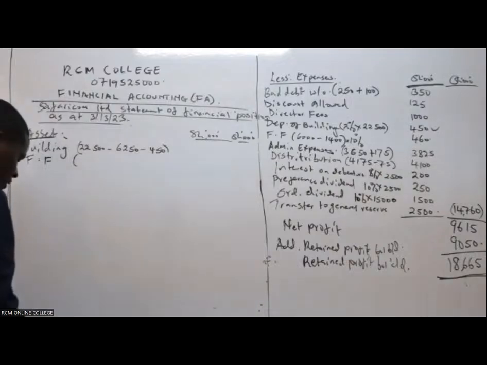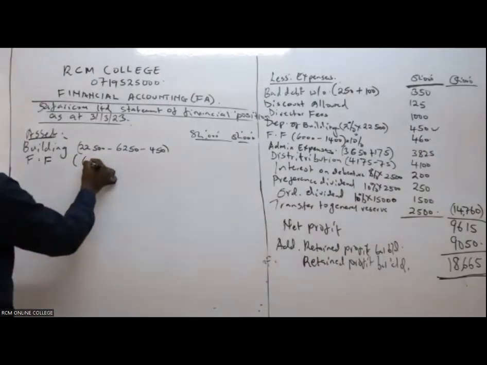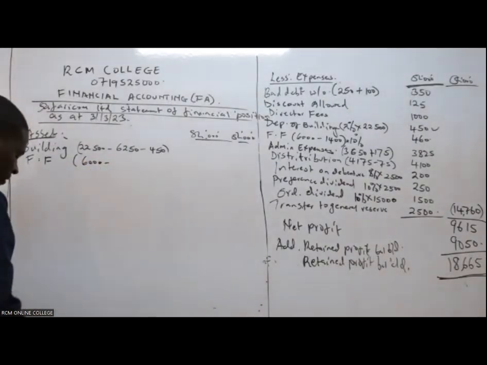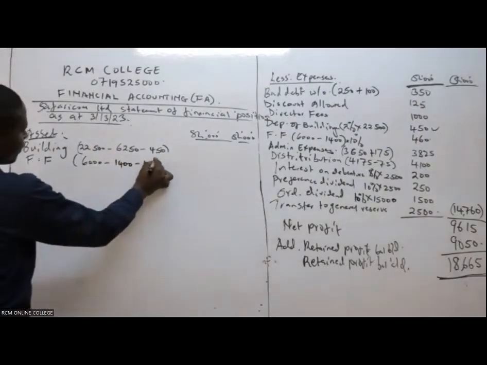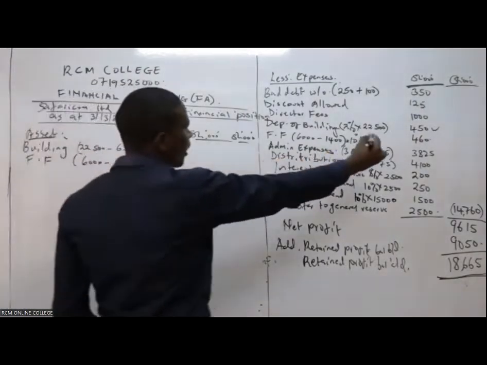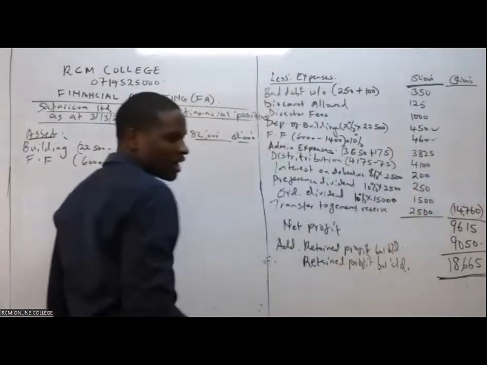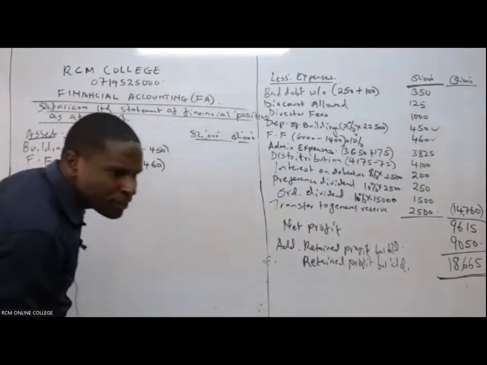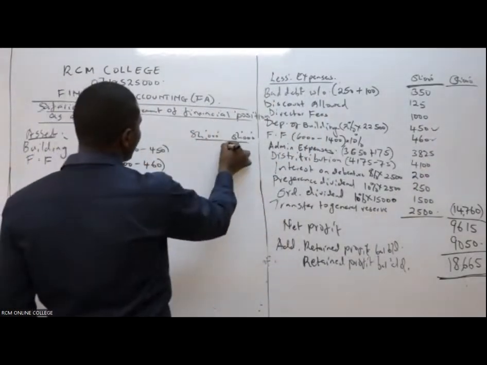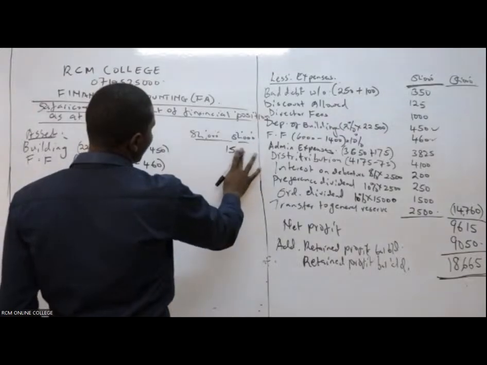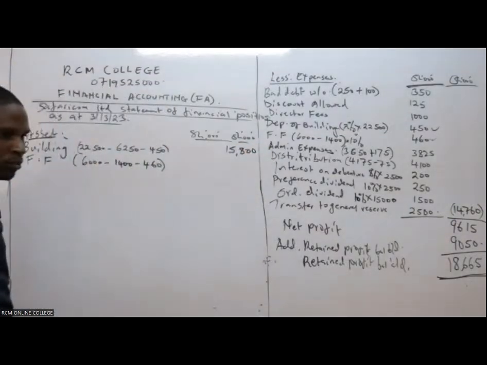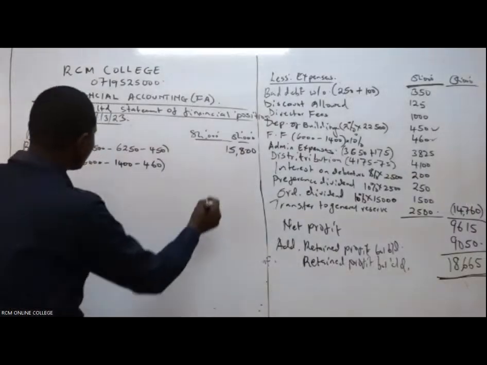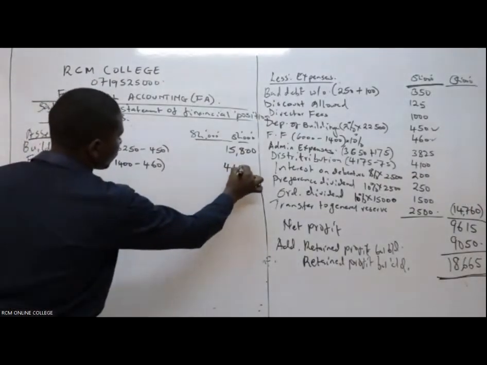Then we go to furniture and fittings. Furniture and fittings cost was 6,000. I subtract the accumulated depreciation of 1,400, and then minus 460, which was depreciation for the year. I hope you remember. You give me that. Then 15,800, thank you Sharon. Sharon is doing a good job. It sees that this will give us 4,140. Thank you, 4,140.